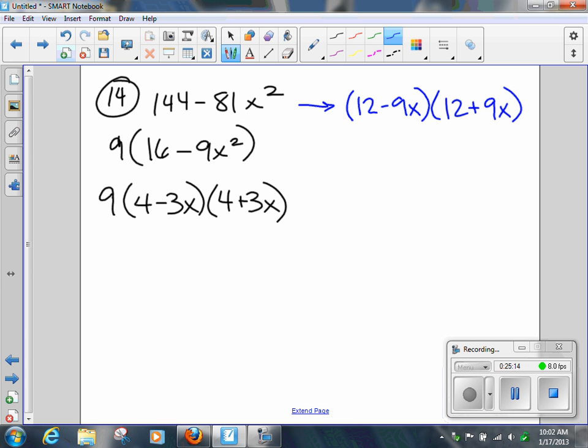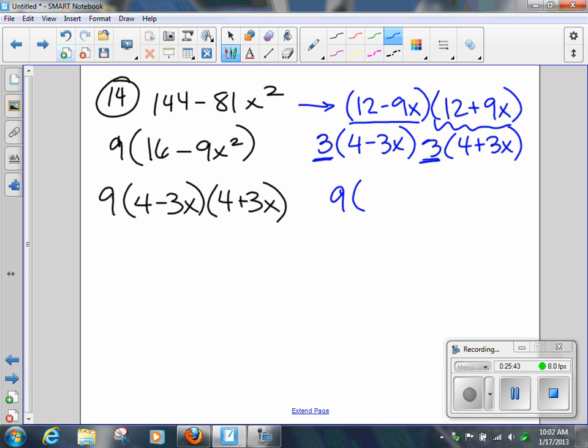What's your GCF? 3. Factor out a GCF here. Watch what's going to happen. 4 minus 3x. Oh, well, I'll be daggone. What's the GCF there? 3. Same thing. Can I move things around when we multiply? What property says we can? Commutative property of multiplication. Folks, what's 3 times 3? Look at there.